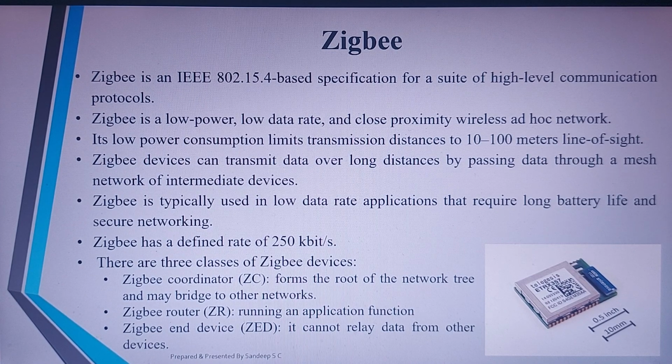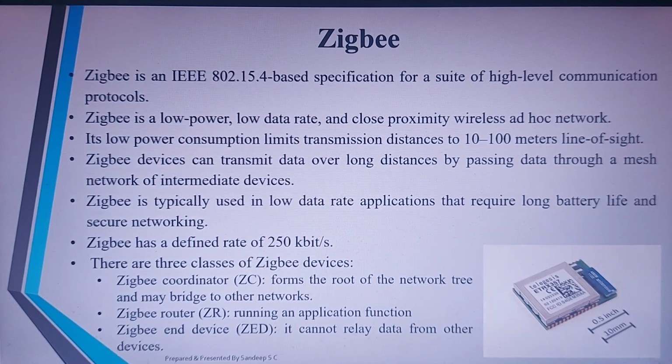Then the application, whatever has to be run, will be run by the Zigbee router. And a Zigbee end device cannot relay data from other devices. It cannot be operated as an intermediate. It is an end device. If, for example, we take a network of devices, a ZED cannot be the intermediate device which will receive the data and transmit the data to the next module. No, that's not possible with the ZED. ZED is an end device. It cannot relay the data from other devices. It can only receive the data. That's the meaning of end device.